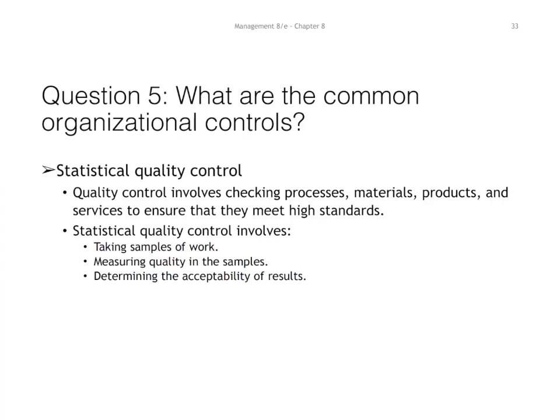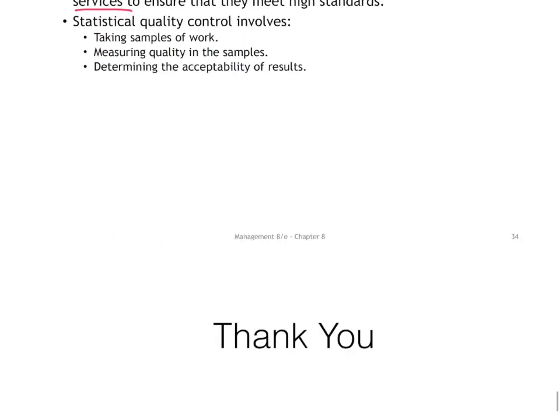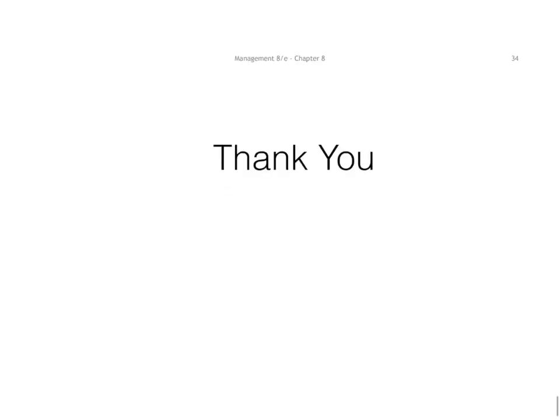Okay. And then we continue with statistical quality control. Quality control involves checking process, material, product, and service to ensure that they meet high standards. Statistical quality control involves taking samples of work, measuring quality in the samples, and determining the acceptability of the result. Okay, those are the common organization controls.